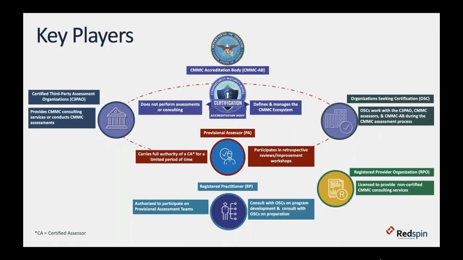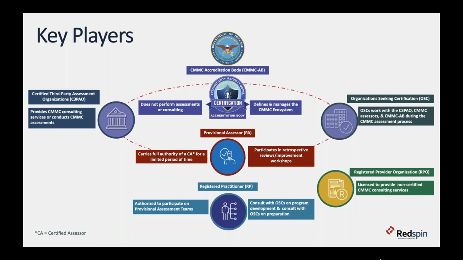So the intent of this eye chart is not to make your head and eyes hurt, but to visually depict the high-level interaction between the key players within the CMMC ecosystem. It's important to understand your relationship with the key stakeholders. So pick your spot on here, whether you're an OSC, in the upper right corner, an RPO, or another assessor. Look at where you sit on this map, and you can look at the interactions that you may have with all the other key players.